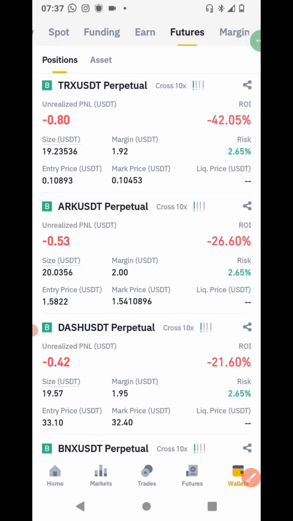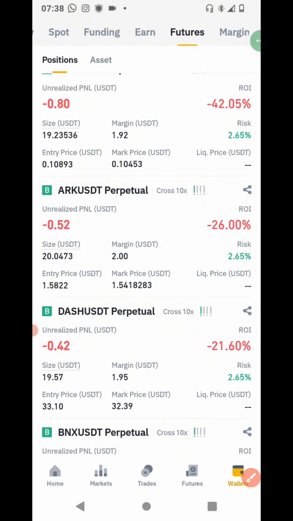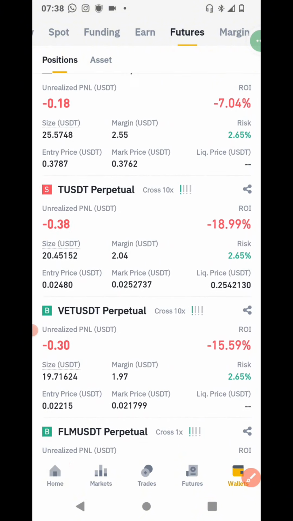So focus more on the reality of the amount of money that is being lost in that trade, not on the percentage, which can give you a panic attack. In this particular trade, 52 cents is what I'm going to lose if I decide to close this trade right now. All right. So that's what it is.